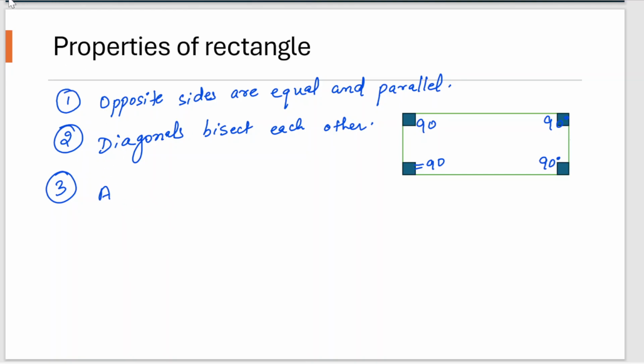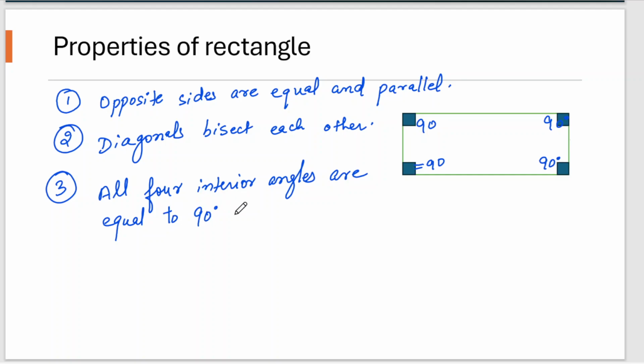All four interior angles are equal to 90 degrees each. Okay. So you must remember these three basic properties of a rectangle.